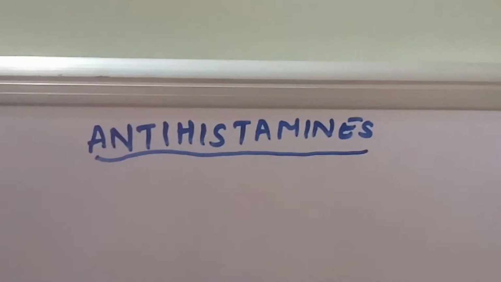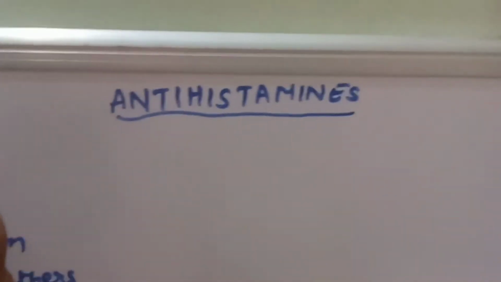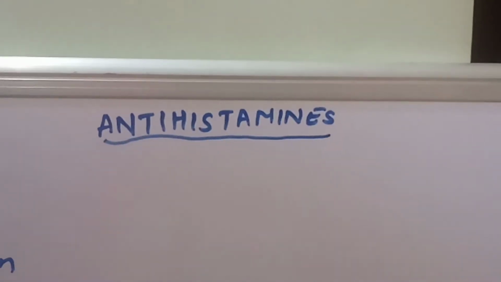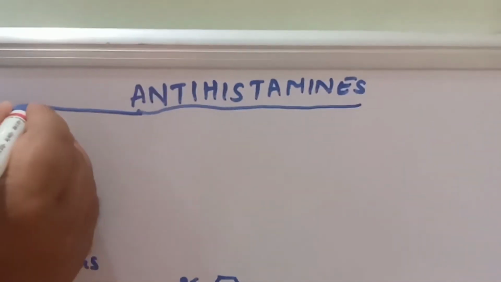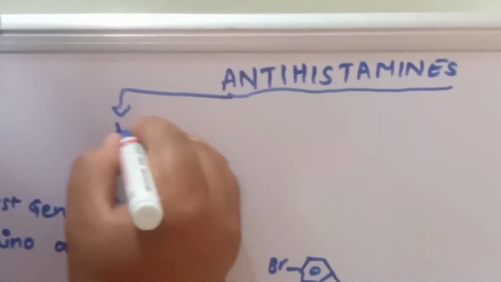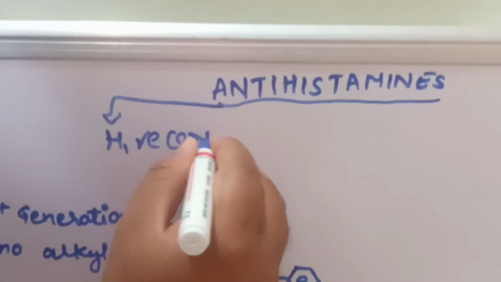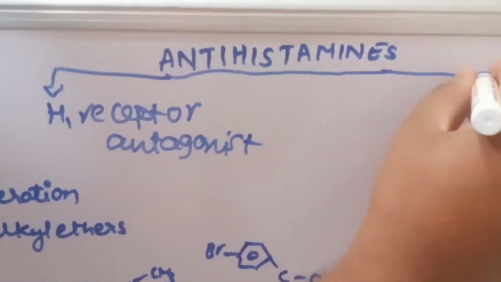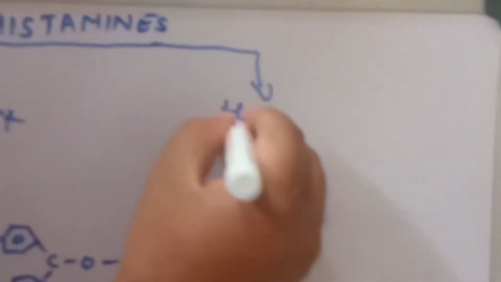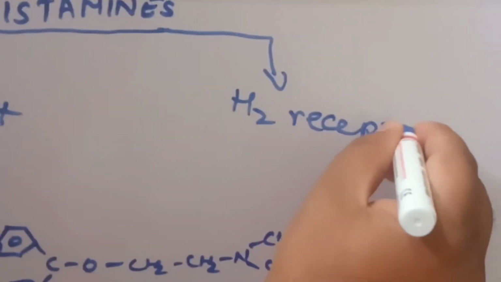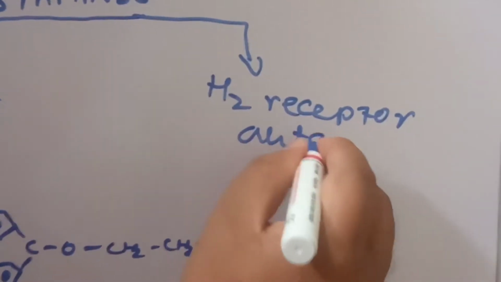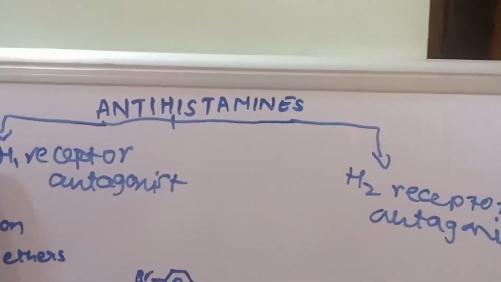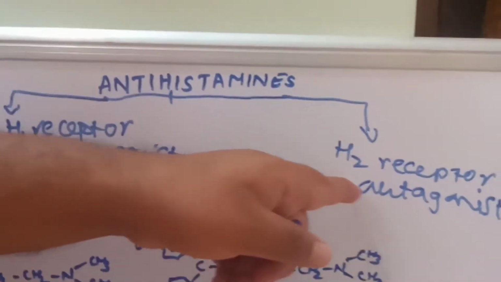So now the exact definition of antihistamine: these are the drugs which are used to block the action of histamine on its receptors. If it is H1 receptor blocking action, then we call it an H1 receptor antagonist. If the blocking of histamine action takes place on the H2 receptor, then we call it an H2 receptor antagonist. So we can classify antihistamines broadly into two classes: H1 receptor antagonist and H2 receptor antagonist.